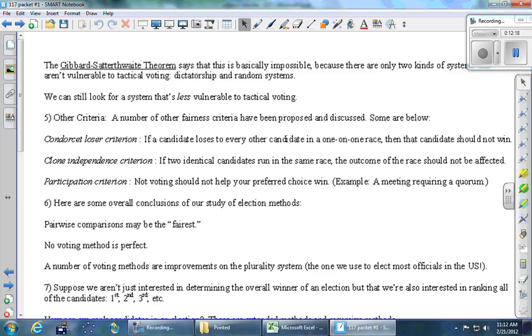That's a problem. Okay, let's think of an example where having your clone in the race would help you. Suppose we're doing the Borda Method. Suppose there are 4 candidates. How many points is a first place vote worth? 4 points. Okay, suppose that I'm running and you guys think I'm awesome and you give me your first place votes. That's 4 points for me, right?